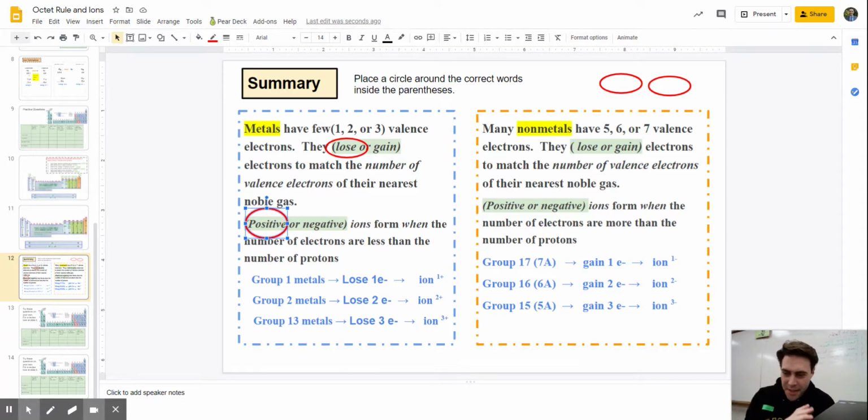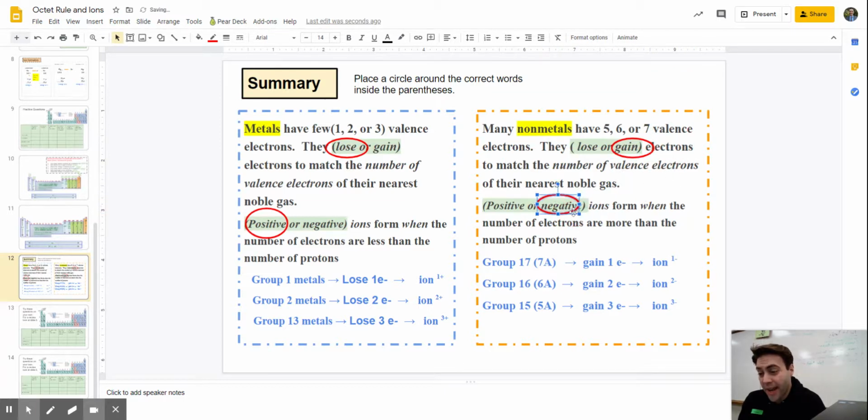On the other end of the spectrum, nonmetals have 5, 6, or 7 valence electrons, and they will gain electrons to match the number of valence electrons of the nearest noble gas. These are negative ions or anions. Okay, that's when the number of electrons are more than the number of protons. And we can see this in group 7A, group 6A, group 5A.